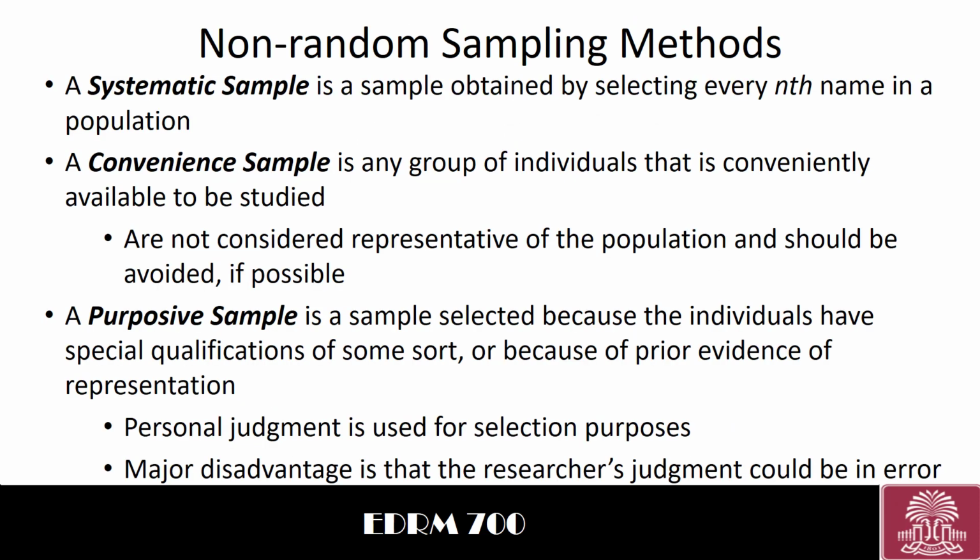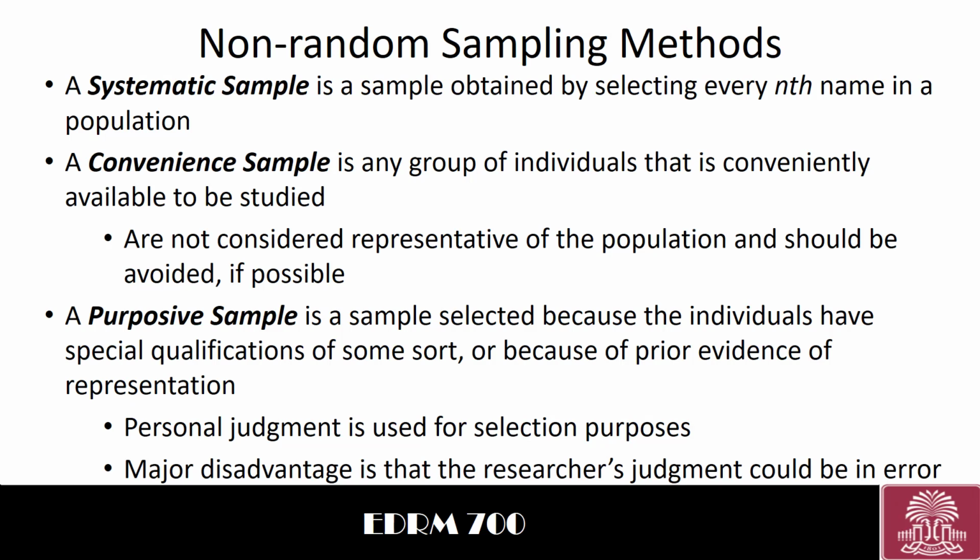Non-random sampling methods. Researchers obtain the sample by selecting every nth person in the population in a systematic sample. If you have 100 persons in the population and you need a sample of 10, you may select every 10th person in the population. The starting point is decided by researchers.